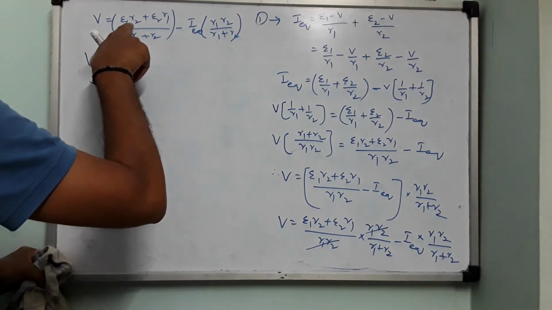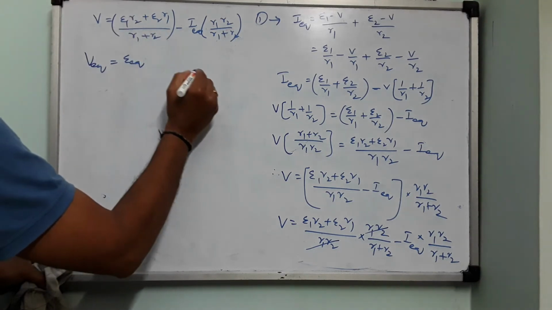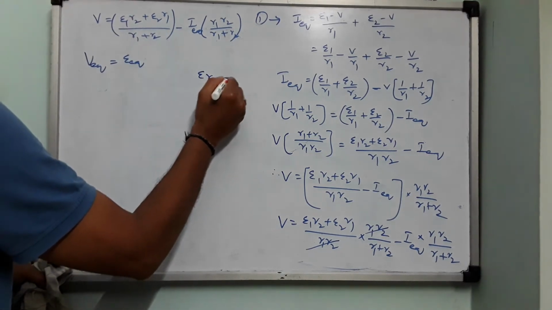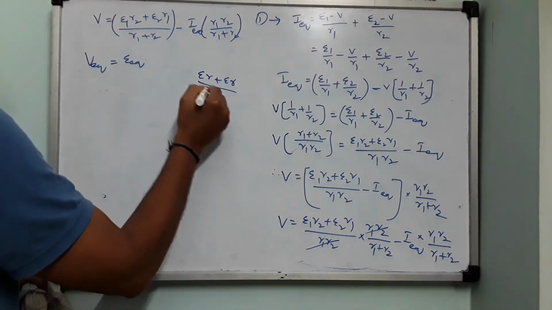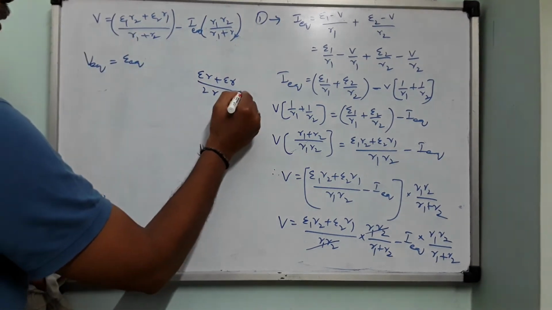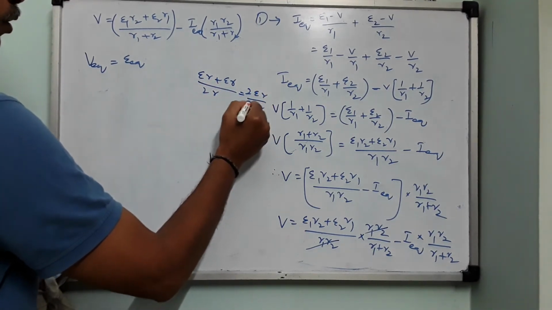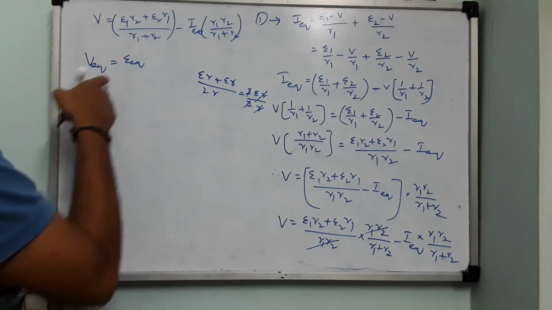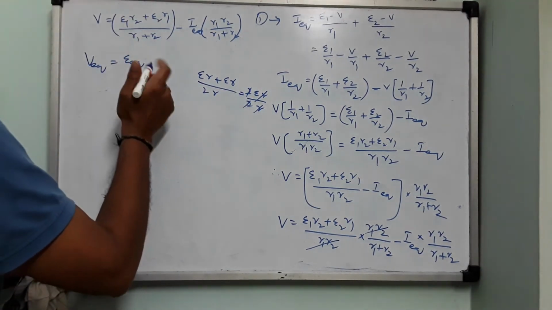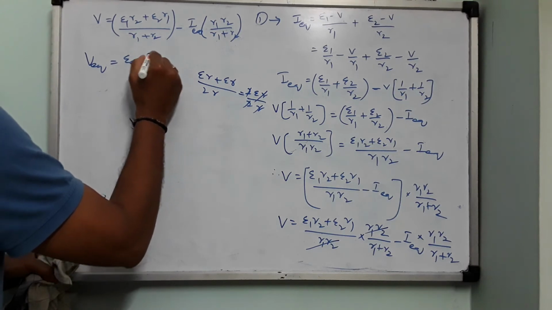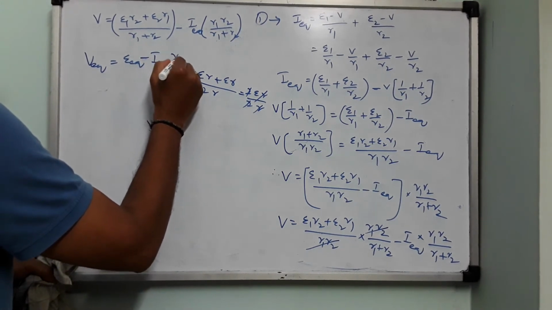Suppose both the cells are identical, then we will write E into R plus E into R in the numerator. Identical cells divided by R plus R is nothing but what? 2R. So this comes out to be 2ER divided by 2R. 2 cancel, RR cancel, you will get EMF dimension only. So this entire thing will be written as E equivalent minus I equivalent into R equivalent.